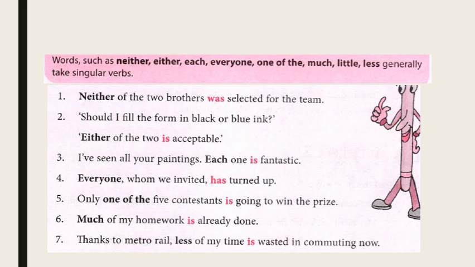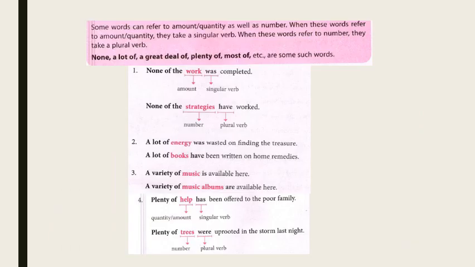Coming to the second example, either of the two is acceptable. Again, singular verb is. Each one is fantastic. Everyone whom we invited has turned up. Has again is a singular verb, right? Only one of the 5 contestants is going to win the prize, not are. Much of my hard work is already done. Thanks to metro rail, less of my time is wasted in commuting now.